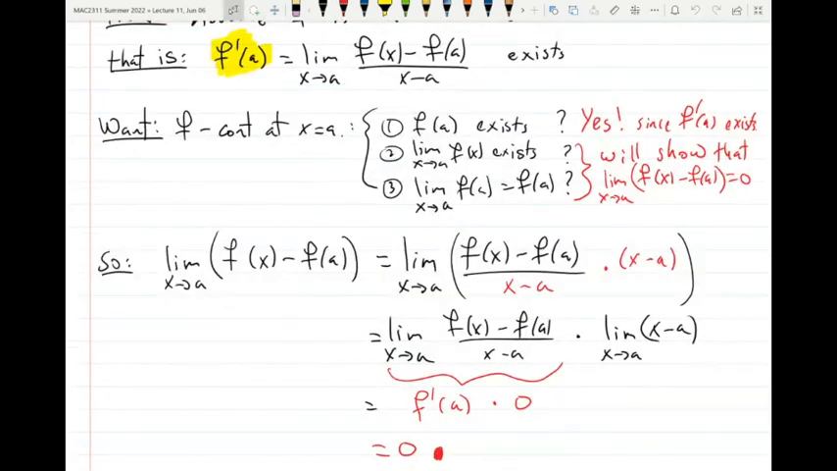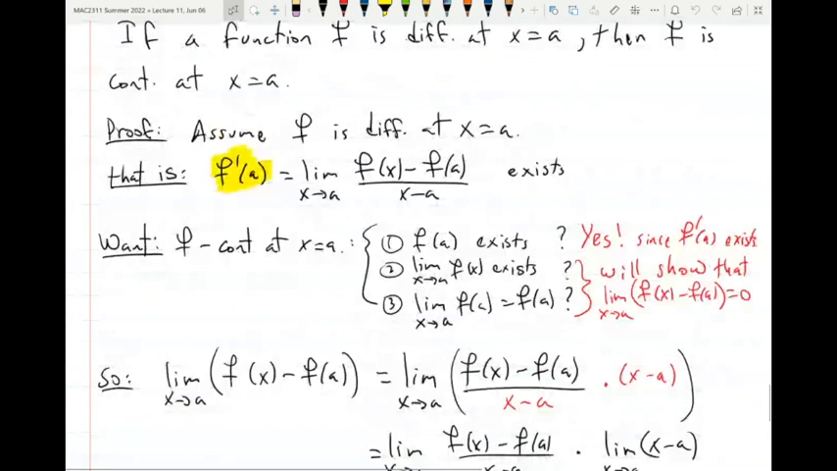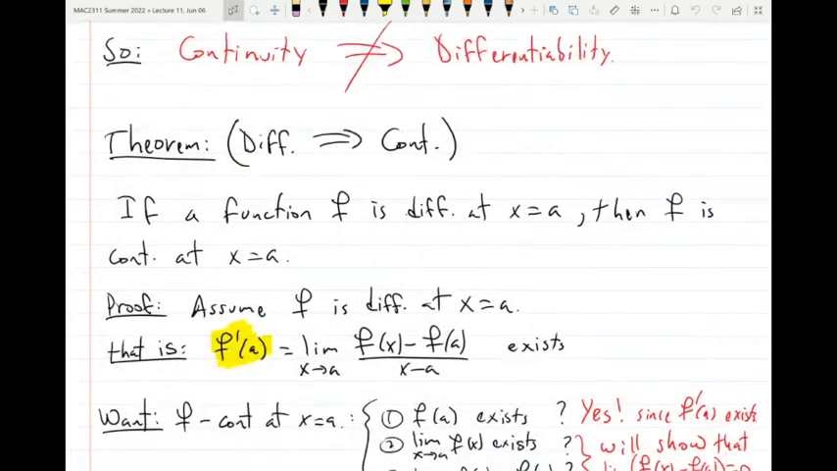So condition number 1 for continuity, we automatically get it because if it's differentiable, that means there is a tangent line, so the function is defined at the point. There is a point to draw the tangent line. So 1 is okay, and 2 and 3, we argued at once. Again, I'm not going to require you to do this proof. What you need to know is the result. The result is that differentiability implies continuity.